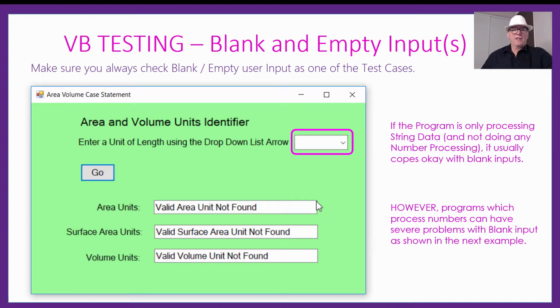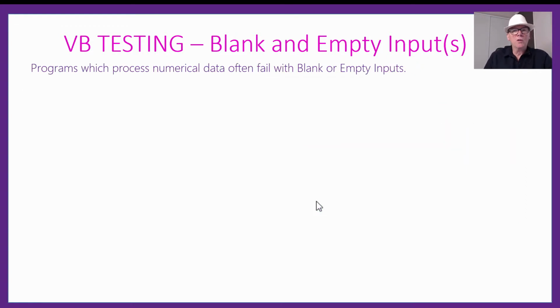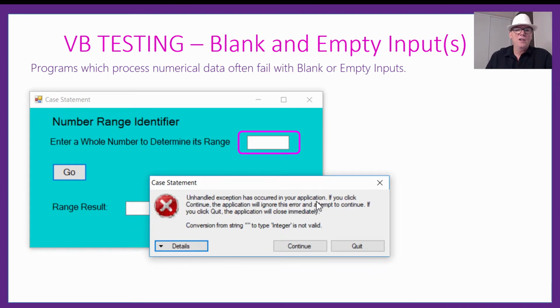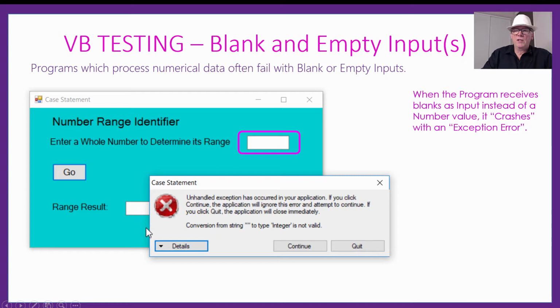But if you've got a program that's processing numbers and you leave blank inputs, that's a whole other story, and that can really cause some problems. Okay, so programs which process numerical data, they don't like blank or empty inputs in text boxes. So if you leave that blank on the number range identifier program, what'll happen is when you try and click the go button to run it, you'll get this X, where it's all broken up. You've broken the program and crashed it and it's all ruined totally. Unhandled exception and so on. All right, so when the program receives the blanks, it crashes with this exception error.